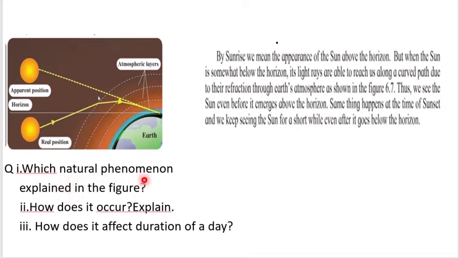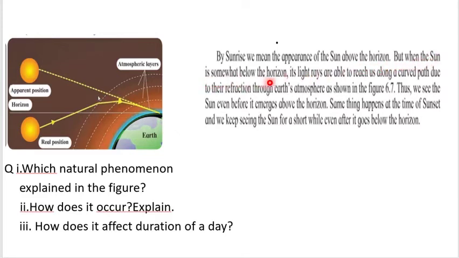Here, which natural phenomenon is explained in this figure? How does it occur? Explain. How does it affect the duration of the day? This is the natural phenomenon. From the diagram only we can say it is about advanced sunrise and delayed sunset. By the sunrise we mean the appearance of the star above the horizon. When we can see the sun in the sky we say sunrise occurs.